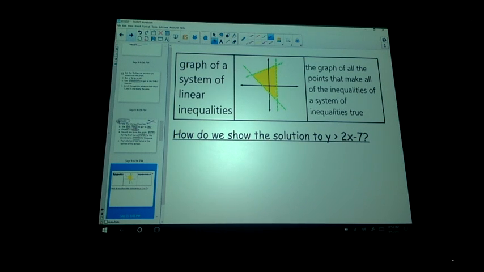And then graph a system of linear inequalities. How do we show the solution to this? If I pick 0, 0 and plug it in, we're going to get 0 is greater than negative 7. That's true. That's showing why this is my shaded region in between.